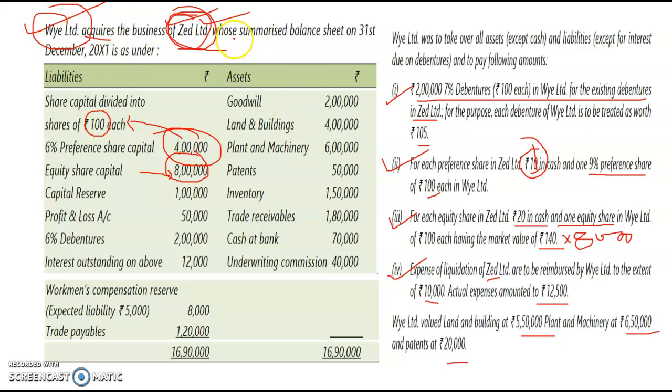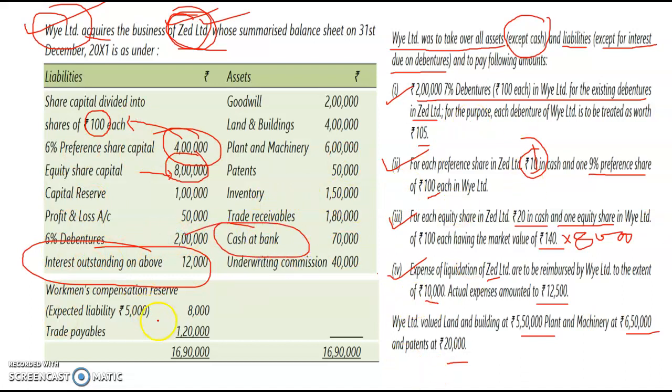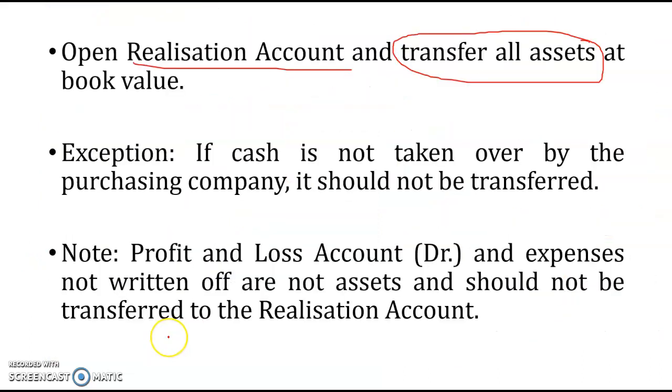So here if you look, first point was W Limited was to take all assets. All assets would be taken except cash. So cash would not be taken, and liabilities all will be taken except for interest due on debentures. That is, this interest due on debentures shall not be considered, and here this cash at bank shall not be considered for payment. So also you should note that profit and loss account and expenses not written off are not assets and should not be transferred to realization account.